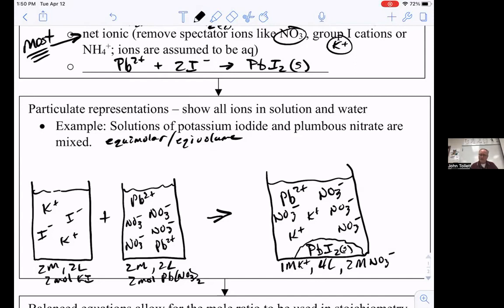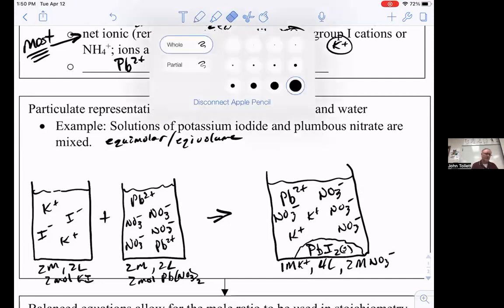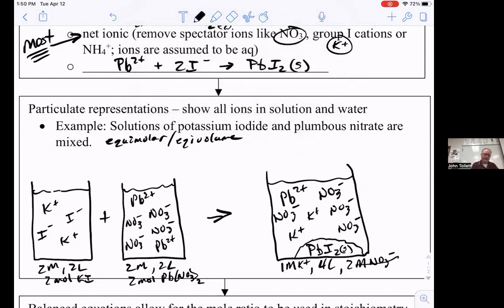And let's see, what else have we got here? Would we have 2 molar? No, I think we'd have 1 molar because we have half the volume. Let's make my smaller here. And we'd actually have 1 molar nitrate, wouldn't we? No, it's 2. Sorry, there are 2 nitrates for that. My bad. It would be 2 molar nitrate ions. That's correct. Because it was 2 molar lead 2 nitrate. So I had 4 moles of nitrate ions. So 2 molar nitrate ions and 4 liters total.